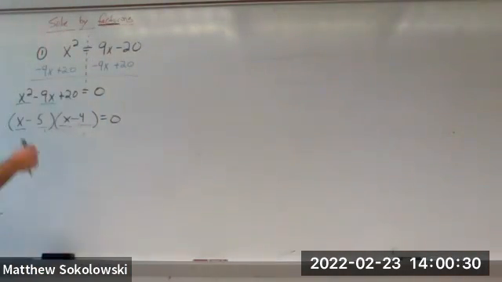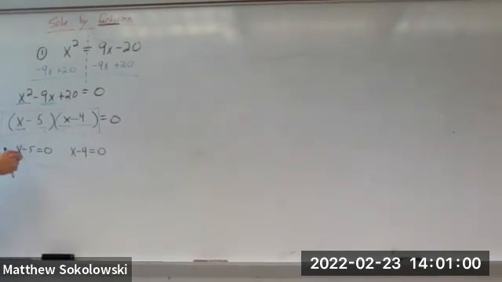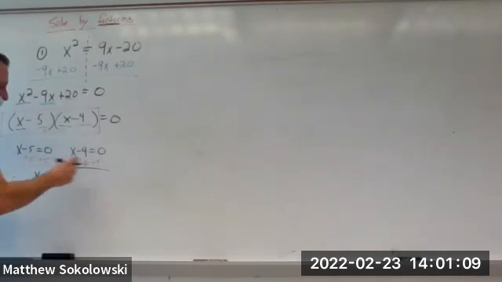If the direction just said factor, we'd be done right here. If it just said factor this expression, that's your answer. But it says solve, so we need to know what x is equal to. So what you do is you take the factors, x minus 5, set it equal to 0. You take the other factor, x minus 4, and set it equal to 0. And now you just have two linear equations that you solve. Add 5 to both sides, x equals 5. Add 4 to both sides, x equals 4.